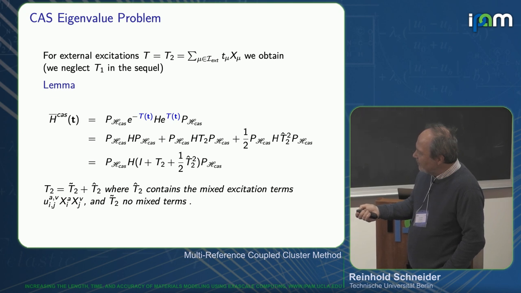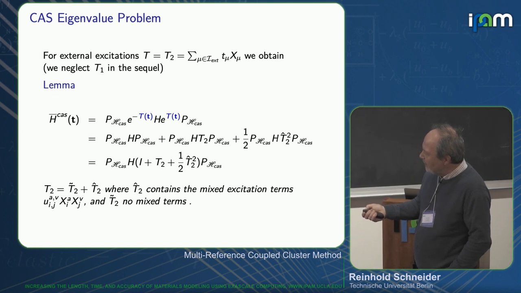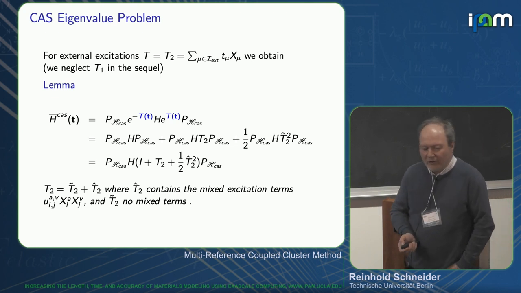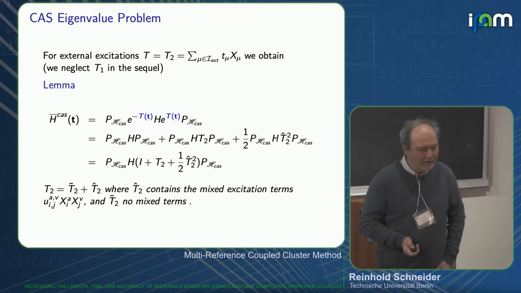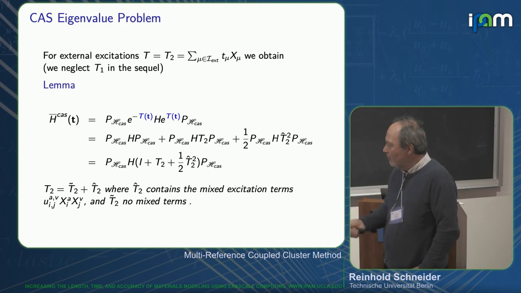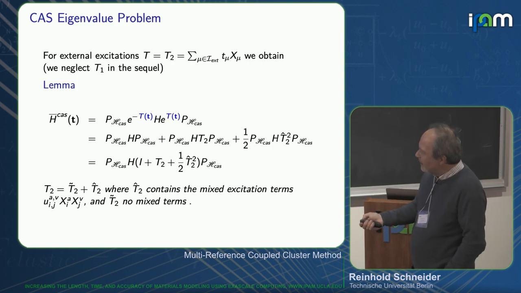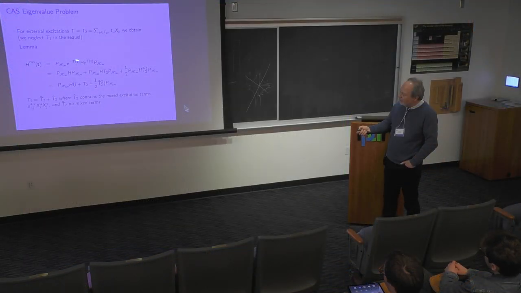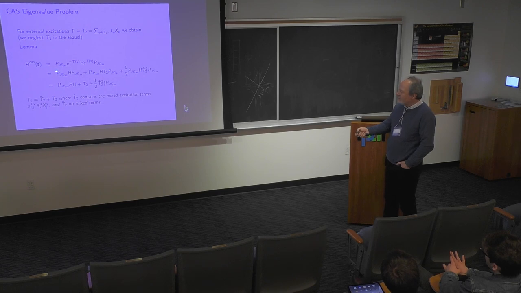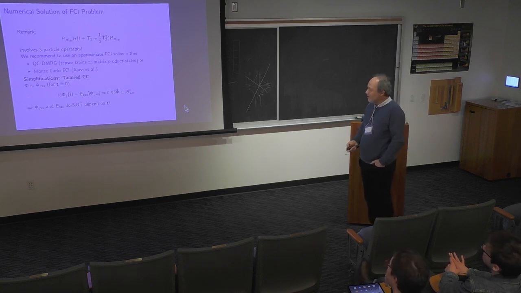It is of this form, yeah? Even if you know t. And it turns out that this operator here is of the form of a three-particle operator, no longer two-particle, yeah? Which means that you have to solve this in a full CI fashion on the CAS space. It's a little bit more complicated than if you have only the equation on the CAS space.